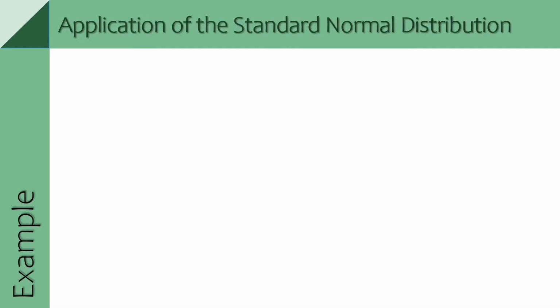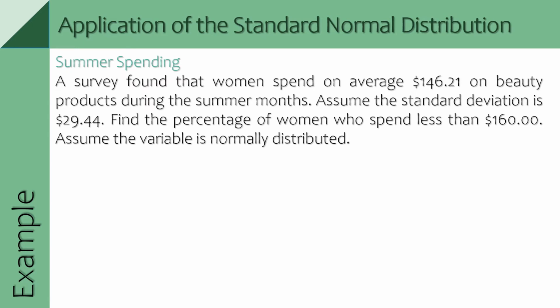Okay, so now the applications of the standard normal distribution. Example: summer spending. A survey found that women spend on average $146.21 on beauty products during the summer months. Assume the standard deviation is $29.44. Find the percentage of women who spend less than $160. Assume the variable is normally distributed.